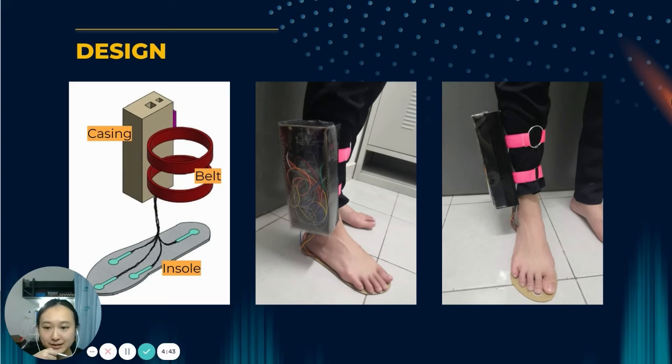Okay, this is our design. The casing consists of Arduino, breadboard, MPU, and also the wires. The belt is used to fix the casing on our shank. And the insole consists of the force sensor and can be put into our shoes.